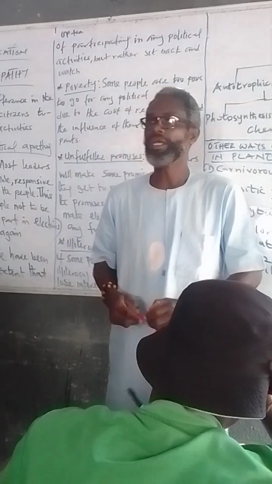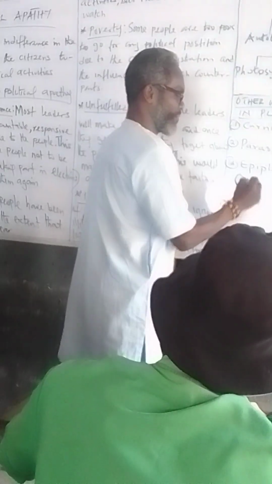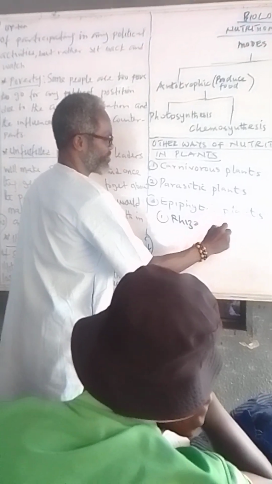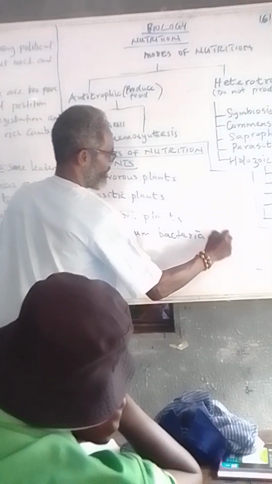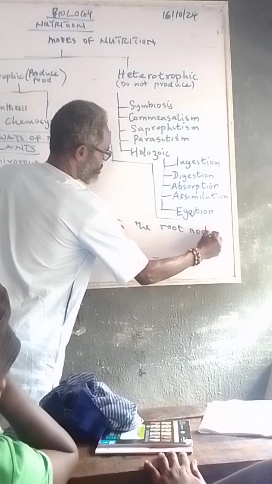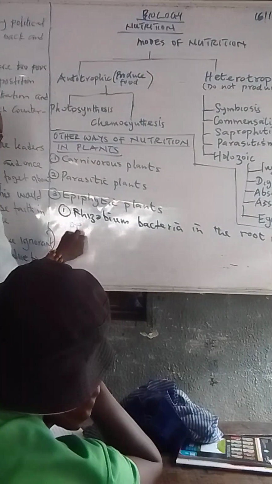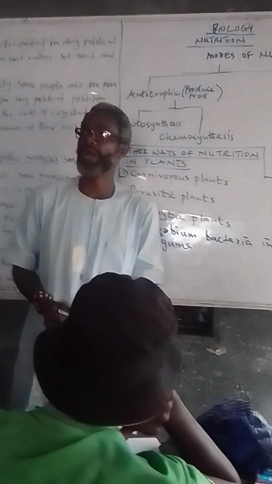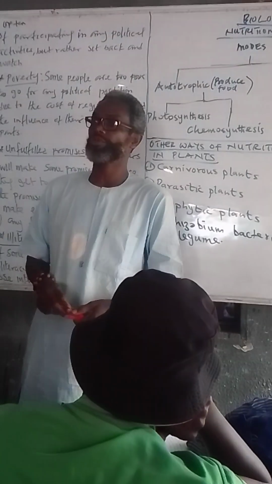Now, an example of a symbiotic relationship is rhizobium. If you are smart, you write it: rhizobium bacteria in the root nodules of legumes.